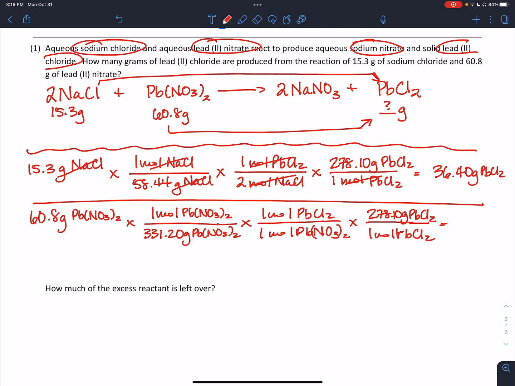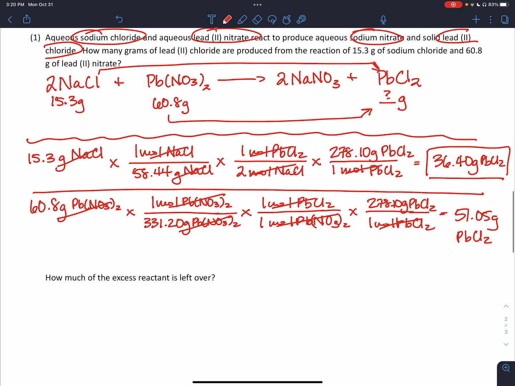All right, we check our units. Moles of lead 2 chloride are going to cancel. Moles of lead 2 nitrate are going to cancel. Grams of lead 2 nitrate are going to cancel. And we're going to find that we will produce 51.05 grams of the PbCl2 if we start with this amount of lead 2 nitrate. Now, if we compare these two values, this is our limiting reactant, and that is the amount of lead 2 chloride that is going to be produced. So that is just like the limiting reactant problems we looked at before.